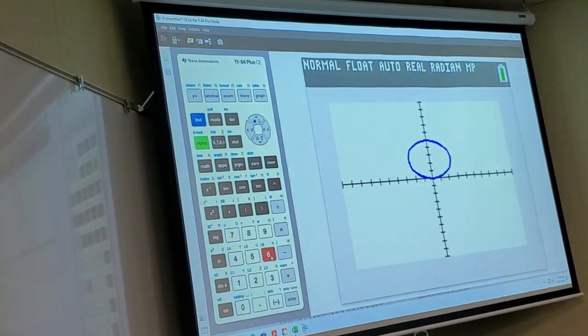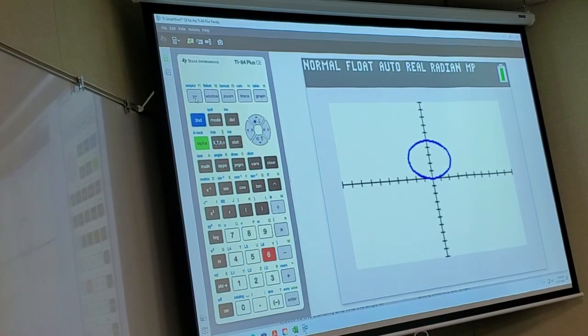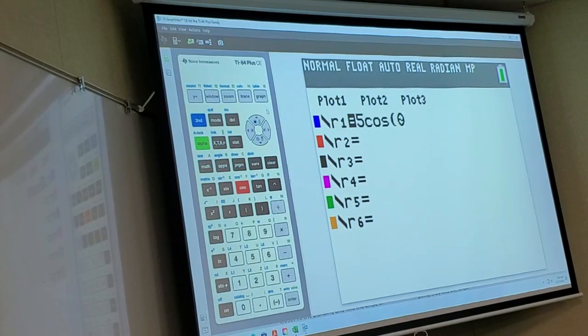You with me? Okay. Now, what is that circle centered on? What axis is that circle centered on? No, it's not the center of the origin. What axis is the center? Y-axis. The equation, why do you think that's centered on the y-axis? What is sine like? Y. If I make it cosine, what's going to happen? It's going to be more on that side.